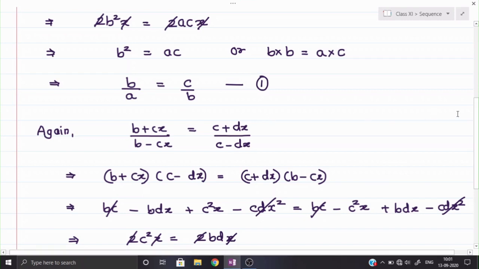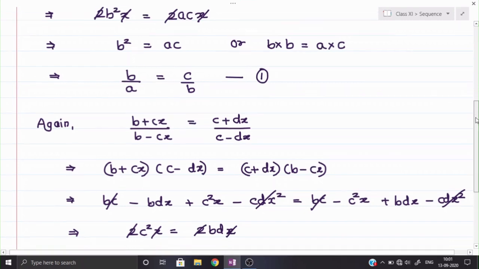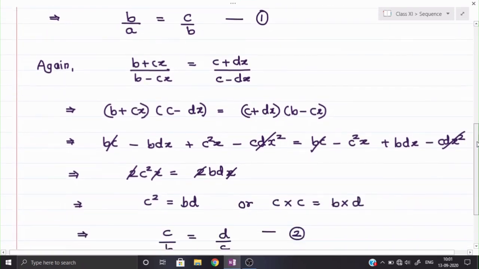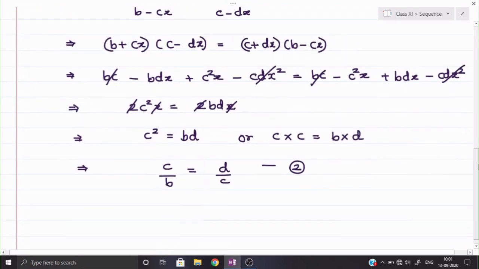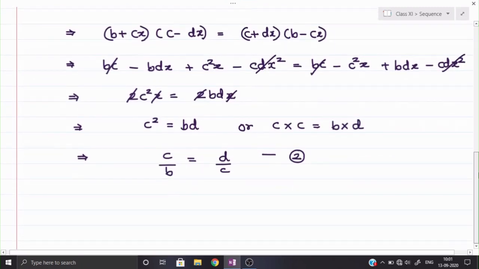Now look at equation number 1 and equation number 2. B upon A is equal to C upon B, and C upon B is equal to D upon C in equation 2. It means C upon B is coming common. So by equations first and second, what can we say? B upon A is equal to C upon B is equal to D upon C.